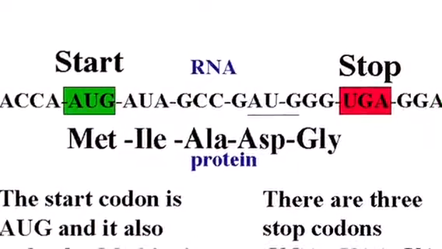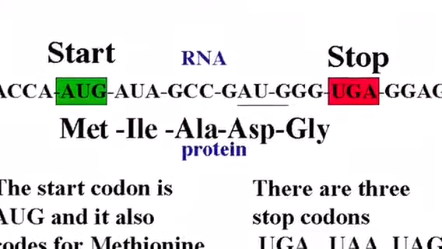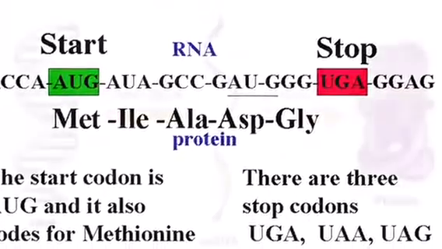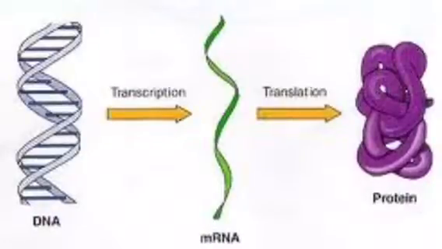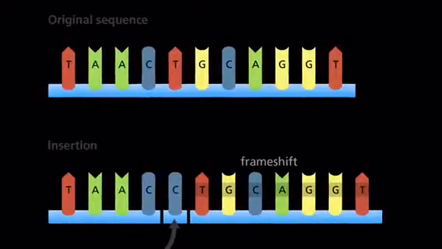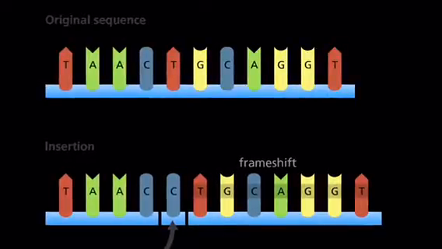Once all the proteins are created, a protein can be used for muscle tissue, transport, energy, movement, structure, chemical messengers, or immunity. While the entire process was carried out successfully in our video, what would happen if it didn't?